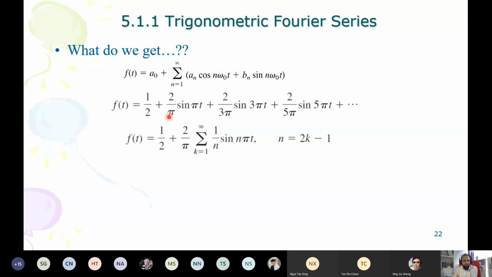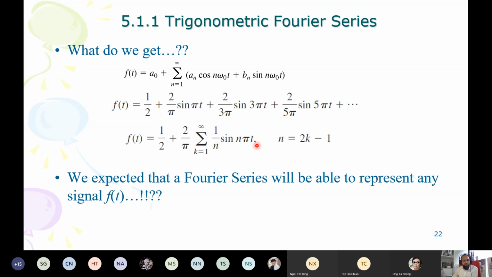So 2 upon pi is common. 1 upon 1, 1 upon 3, 1 upon 5 is 1 upon n, with only k being odd numbers. So n are only odd numbers. So we get this as a closed form.